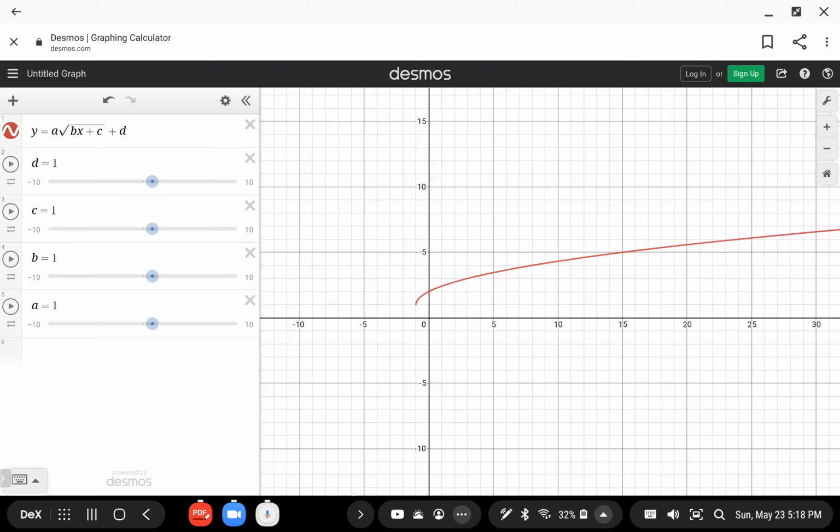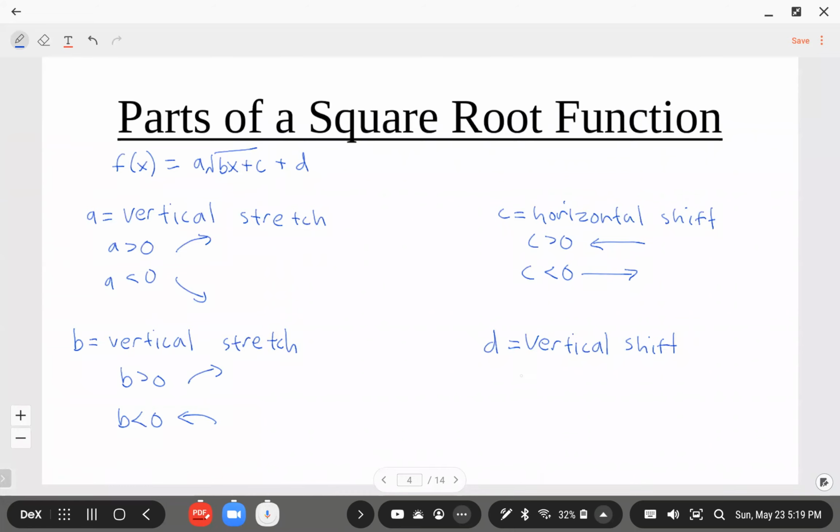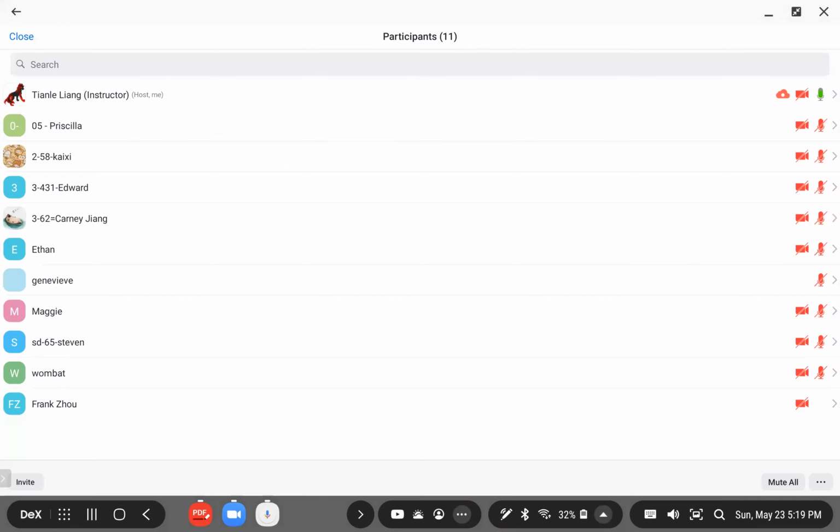So this is all the attributes of our square root function. When d is greater than 0, the graph shifts up, and when d is less than 0, the graph shifts down. Does anybody need any time to take notes on this, or are we all done with these notes? Do we understand this information? This is a review, so it could be pretty familiar.